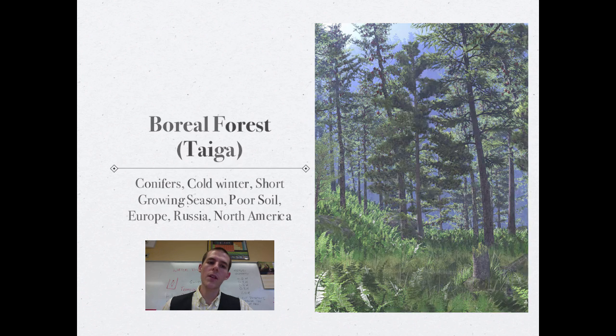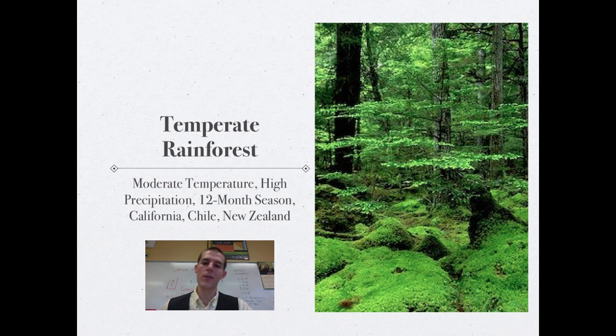And then moving on from our Boreal forest, we have got a temperate rainforest. Now these biomes are pretty rare. They're found on the North American west coast from like Northern California up to Alaska, found in New Zealand, part of Australia, and Chile. They've got a moderate temperature, really high precipitation, a 12-month growing season, and these are the places that have got really giant, huge trees. So like the giant sequoias that you hear about in America, those are part of the temperate rainforest.